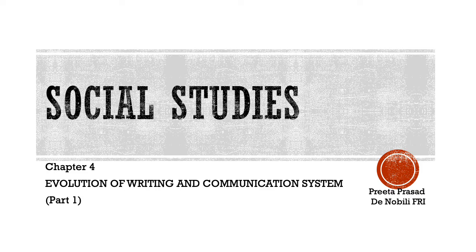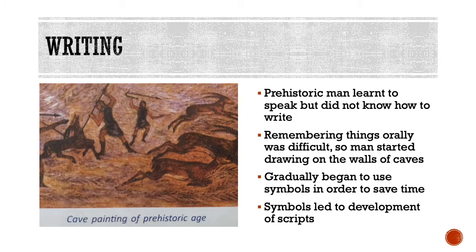Today we are going to begin chapter 4, Evolution of Writing and Communication System. Can you imagine a world without writing, without numbers and printing? It is really very difficult. All human progress has been made possible due to writing, use of numbers, and printing.